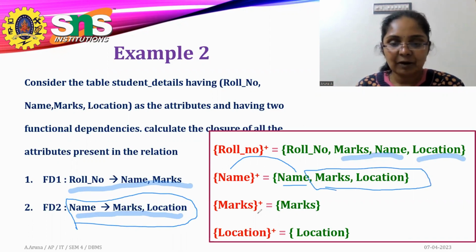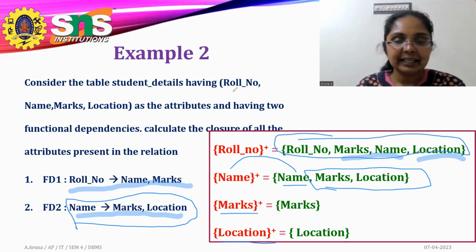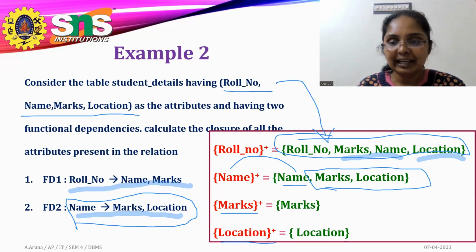Next, we have to calculate the marks plus and the location plus, similarly to what we discussed previously. Also you can write down roll number and name, roll number and marks, marks and location. Through that, we're going to identify the remaining closure sets. So which one is a super key? This is a super key. Why can we call this a super key? Because here all the attributes of the given relation are present. The given relation has 4 attributes, and all the attributes are present here. So we can call this one a super key.